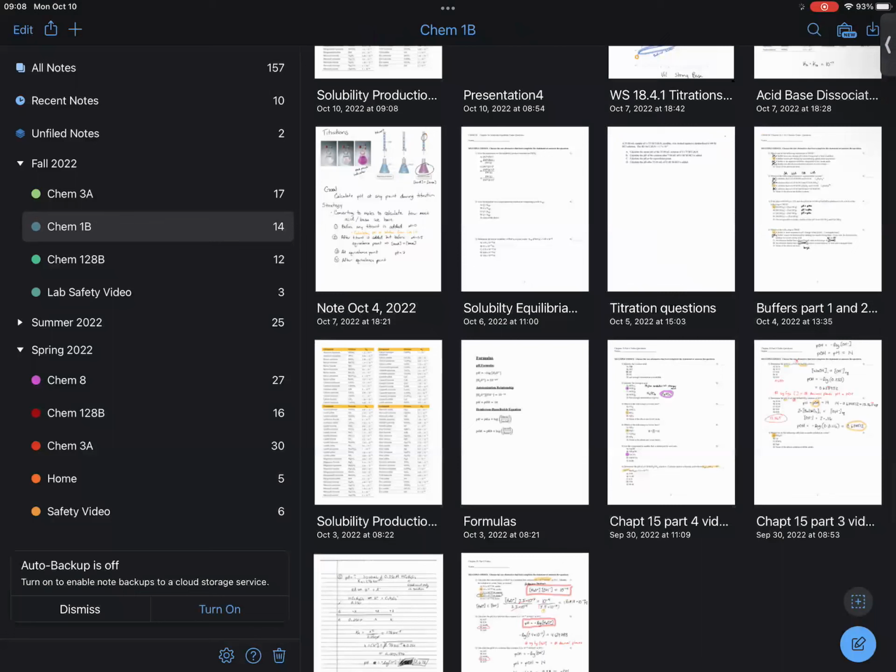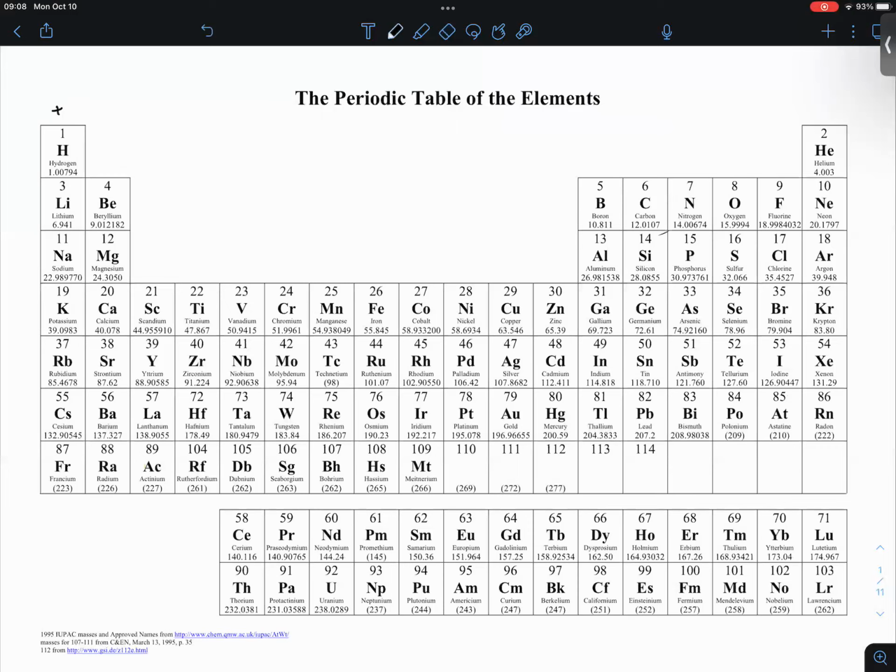Right, we can ignore all this. Everything that lives in this first column forms a +1 charge when it makes an ion. Everything in the second column is +2. If we jump to the other side of the periodic table, noble gases don't form ions. The halogens form ions with the -1 charge. Everything in this column, -2, and everything in this column, -3. Not the halogens, I'm sorry, the transition metals, you need to figure it out from the formula.